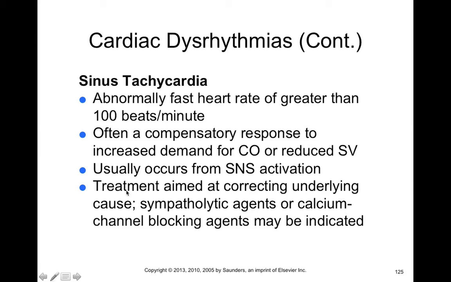And the treatment for sinus tachycardia is really just aimed at the underlying cause. So a sympatholytic agent, something that inhibits the sympathetic nervous system. Calcium channel blockers can slow down heart rate and heart muscle contraction, and these can all help decrease sinus tachycardia.